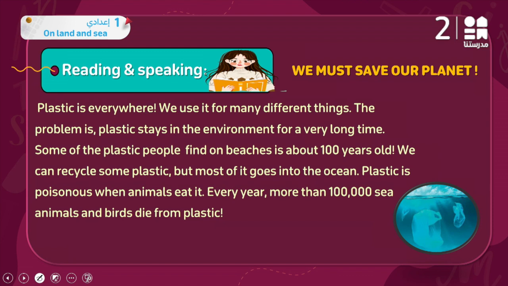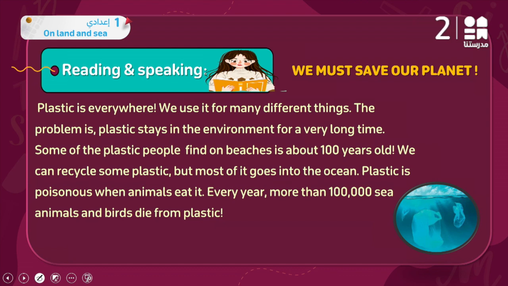Hey, موجود في كل مكان in different things. The problem is plastic stays in the environment for a very long time. مش بيتحلل. Some of the plastic people find on beaches is about 100 years old. بيبقى عمرها أكتر من 100 سنة. We can recycle some plastic, but most of it goes into the ocean. معظمها بيرجع للأوشن. Plastic is poisonous، هو مادة سامة when animals eat it، لما الأنيمالز بتاكلها. Every year more than 100,000 sea animals and birds die from plastic.